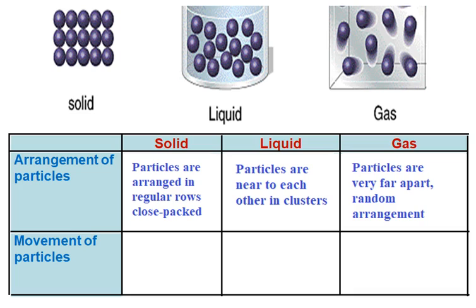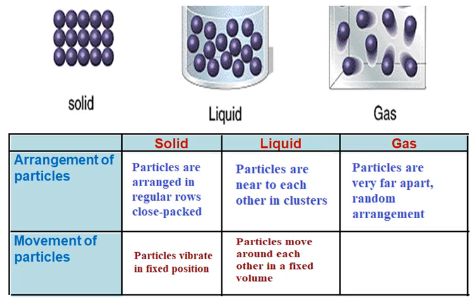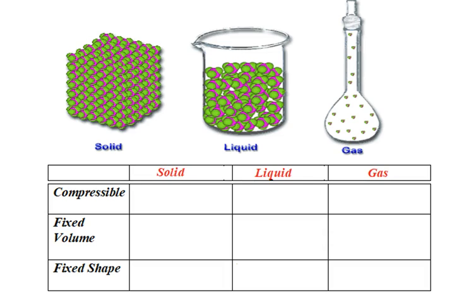If we're talking about movement of particles, in solids, particles vibrate in a fixed position. Remember that we cannot say that particles do not move. All particles are in constant motion. So in a solid, they vibrate in their fixed position. For liquids, the particles move around each other in a fixed volume. For a gas, particles move in fast, free, random motion.